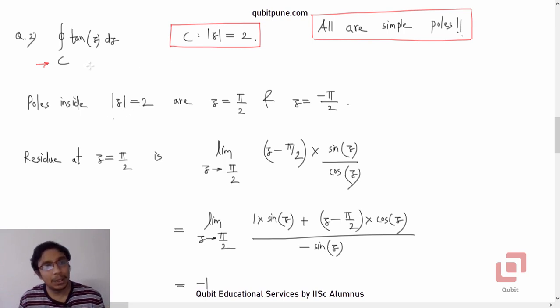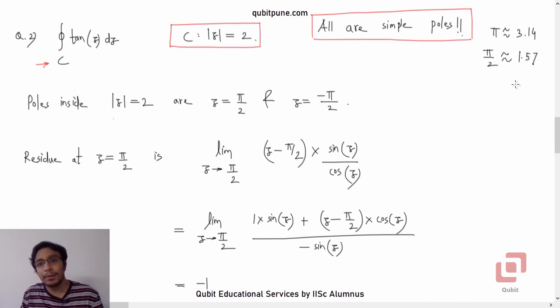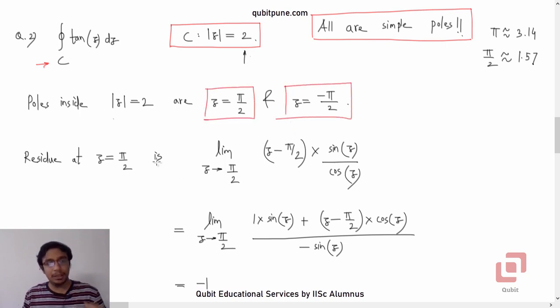Now it is mod of z equal to 2 and pi is approximately 3.14. So pi by 2, the first pole, is approximately 1.57, but the moment you go to 3 pi by 2 it exceeds 2. So we need to consider only two of them. Both are on the real axis, z equal to pi by 2 and z equal to minus pi by 2.